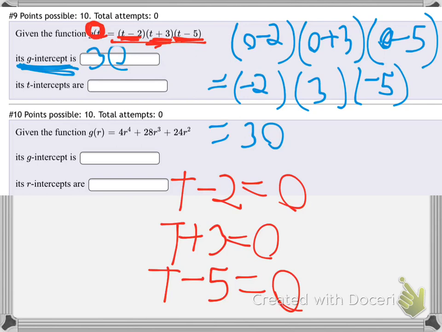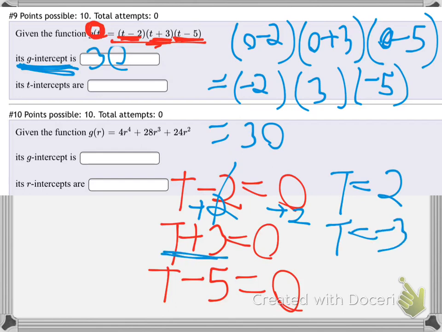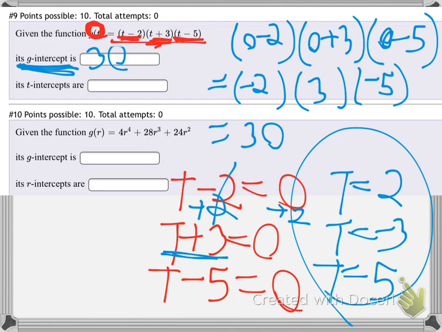And then we'll solve them all. Some number take away 2 gives you 0, so it must be positive 2, or you can do the algebra and add 2, and it would be t equals 2. In one way or another, we have t equals 2, t equals negative 3, because negative 3 plus 3 makes 0, and t equals positive 5. So we have negative 3, positive 2, positive 5. They don't say it here, but sometimes they want you to list them in order, so we'll go least to greatest: negative 3, then 2, then 5. If they don't specify the order, you could just put them in the order in which you got them, and that should work.